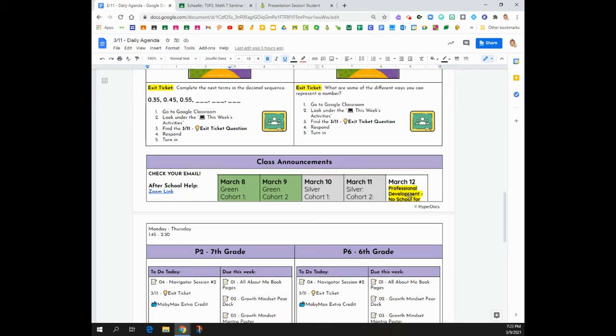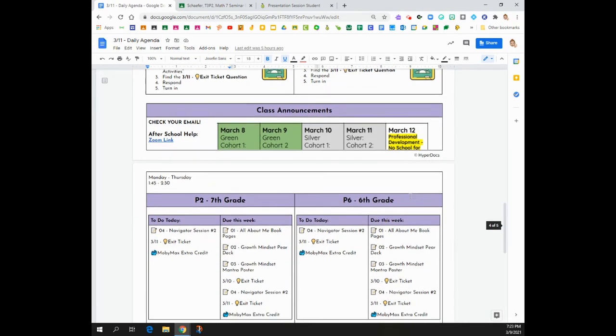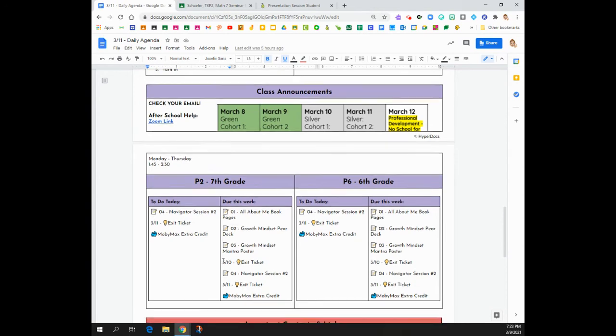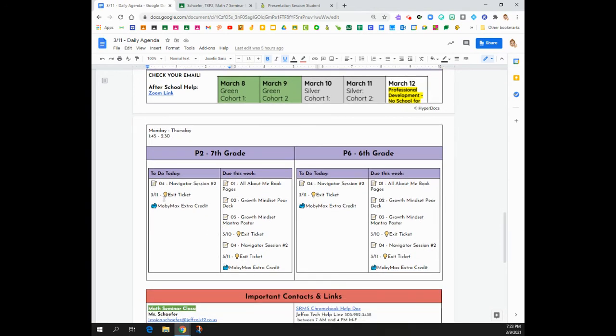Remember, no school tomorrow on Friday, March 12th. And so that takes care of the rest of our week. We should get our Navigator session and our exit ticket turned in today. The rest of these assignments we've been working on the last week, and then we had Wednesday to spend some time getting them done, so hopefully they are completed and turned in as well.